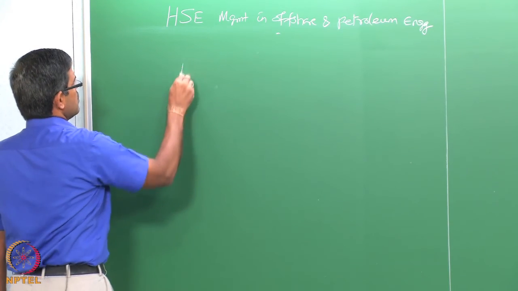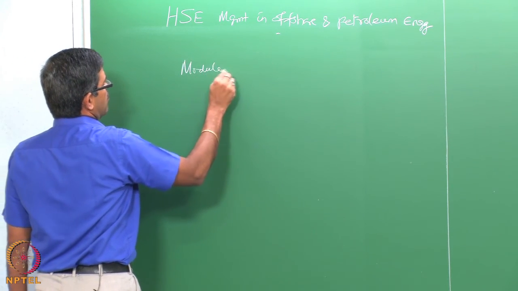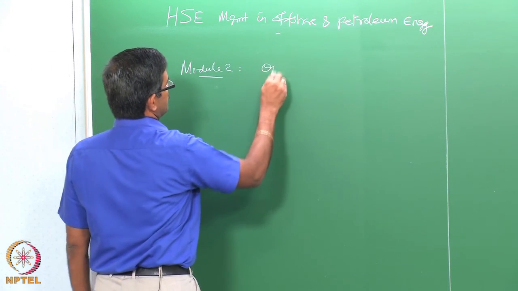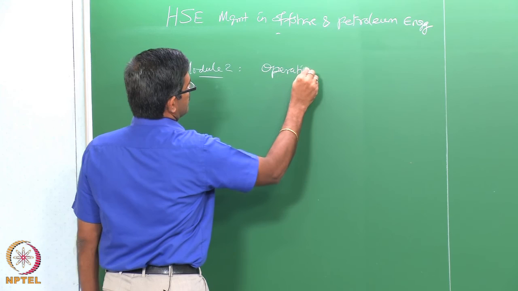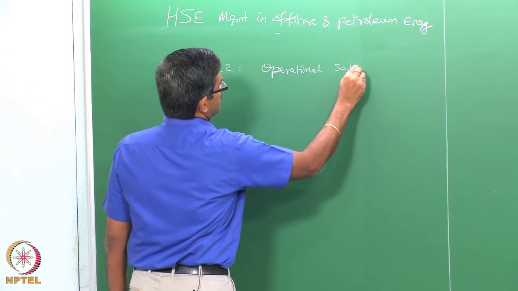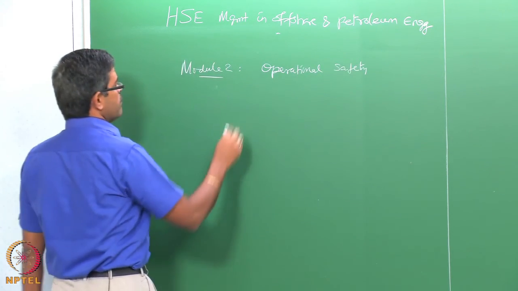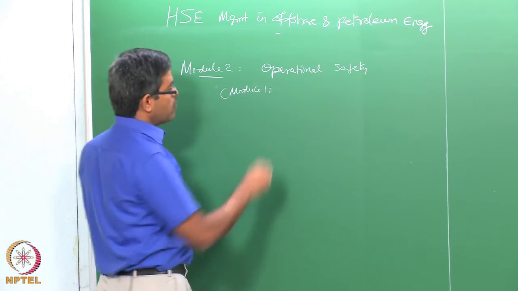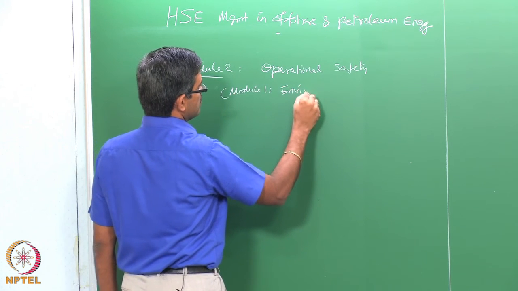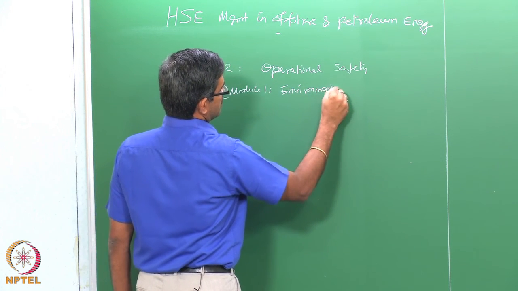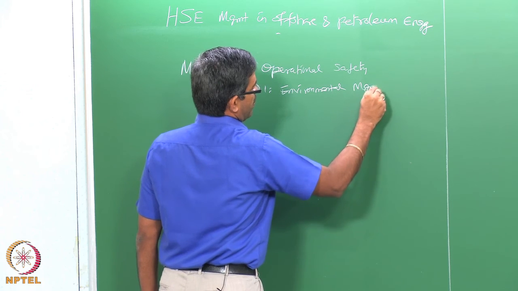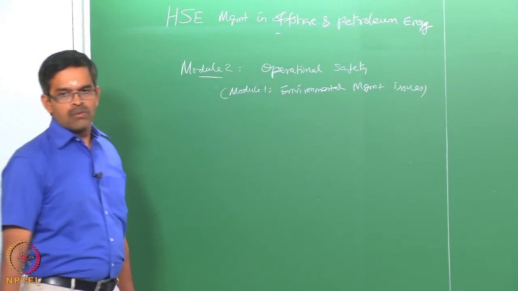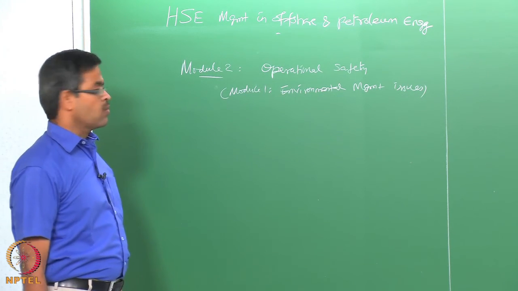We now talk about lectures on Module 2. In Module 2, we focus on operational safety. We all know that in Module 1, we focused on environmental management issues. We had about 9 lectures on this and we completed Module 1.